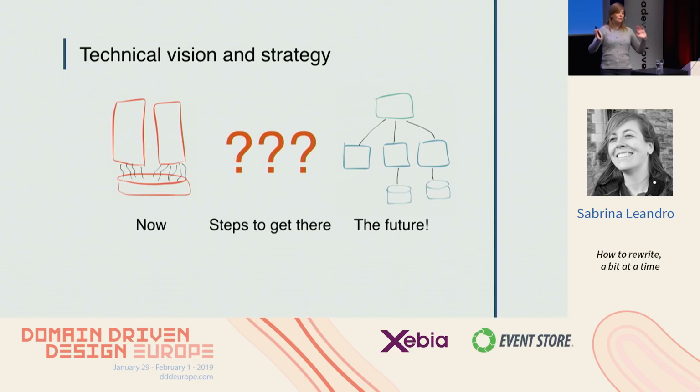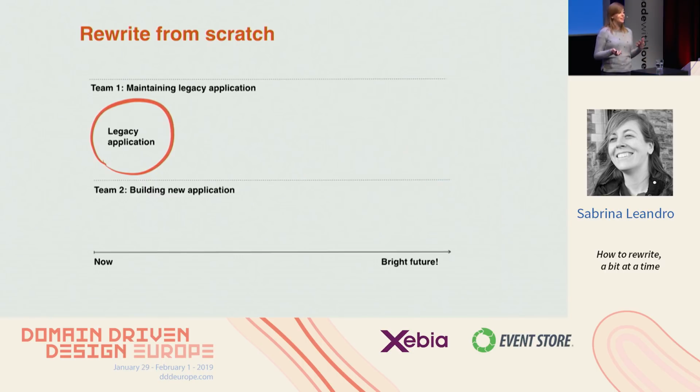So how to get from one to the other, right? Your first approach might be, let's throw it all away and start over, a rewrite from scratch, a greenfield project, like everyone loves. So let's look at what it looks like when you're rewriting from scratch. There are usually two teams. One is working on the new application, and the other one is maintaining the legacy one, because if you could just turn it off, you wouldn't be rewriting it, right?